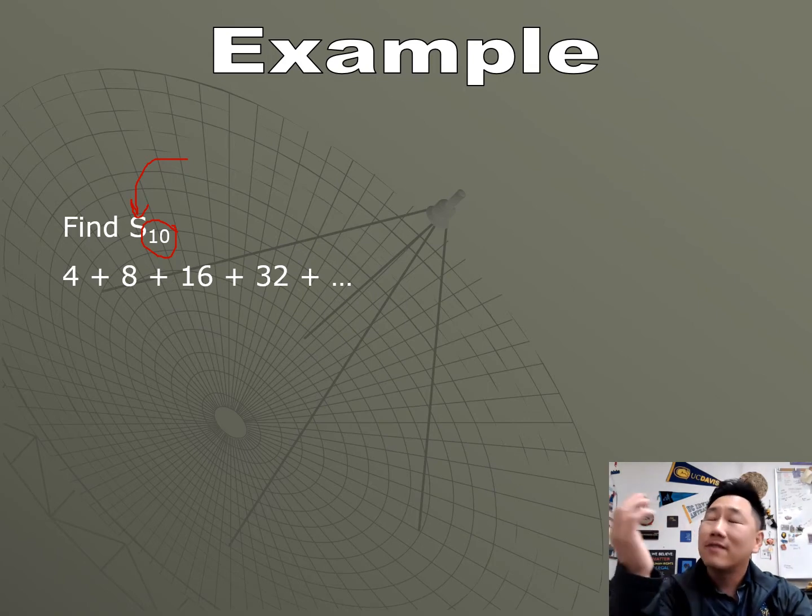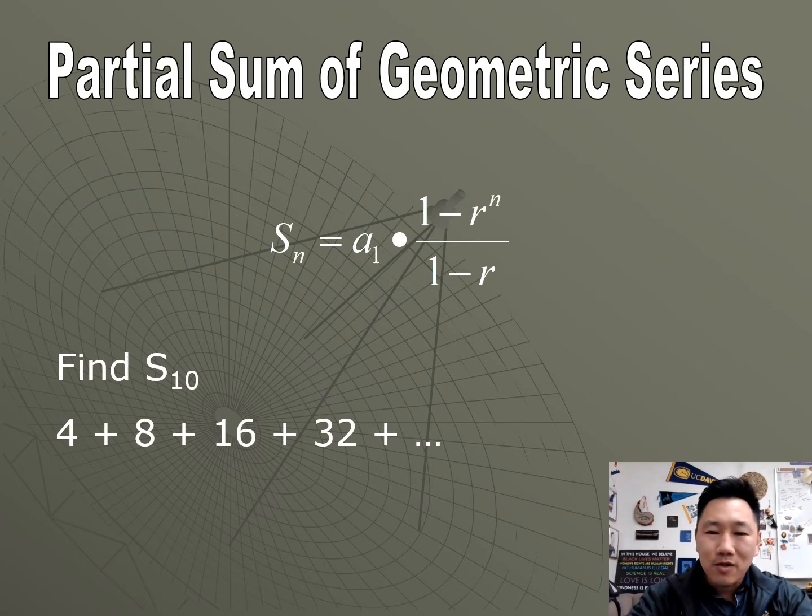But what happens if I said find the sum of the first 100 terms? Then that would be a lot to list out all those numbers. So of course we have a formula. This is the formula for the partial sum of the geometric series. All right, this is the sum of the nth terms.